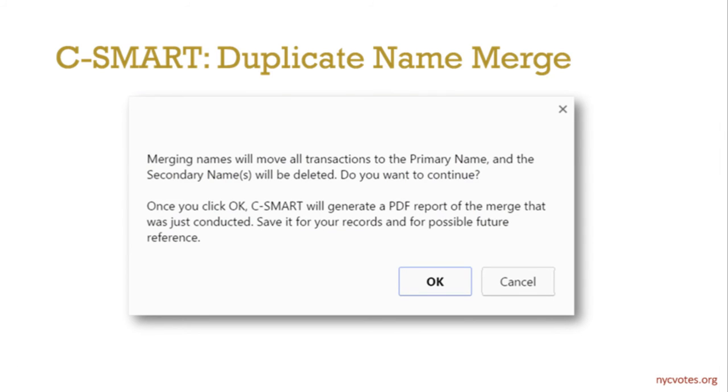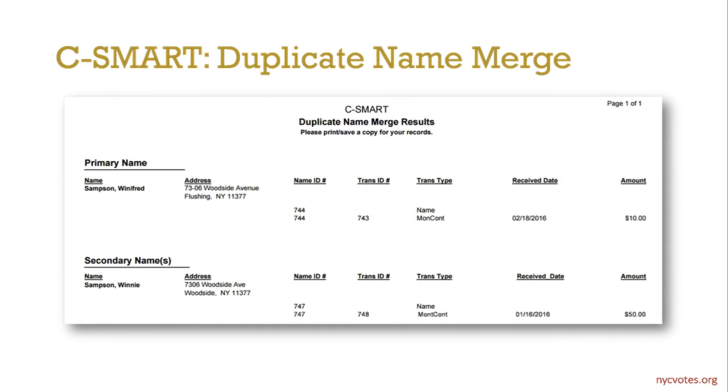You will then see this screen confirming that you are about to merge name records and asking you to confirm. You will then receive a PDF detailing what name records were merged. We recommend that you save this report as it is the only record of what you have merged. This is an example of what this report looks like.